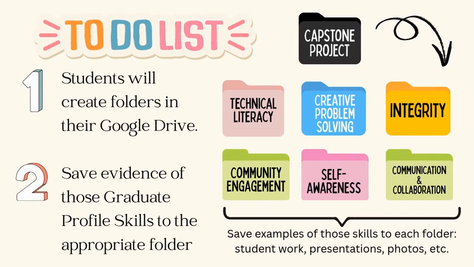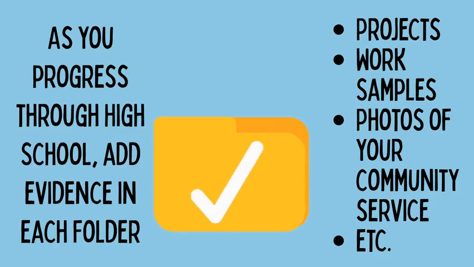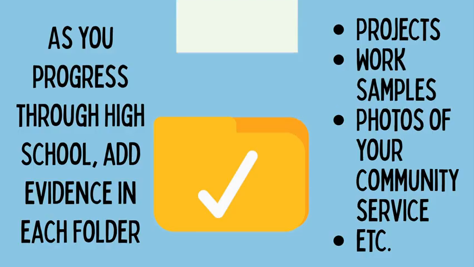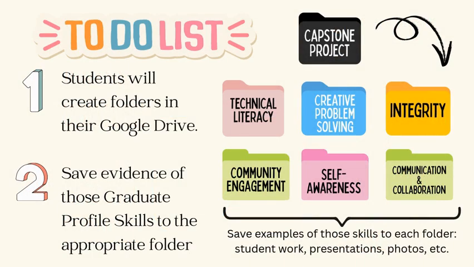First, students will create folders in their Google Drive. Then, they are going to save evidence of those graduate profile skills to the appropriate folder. So they might create one master folder and call it the Capstone project. Inside of that folder, they should have 6 additional folders, each folder labeled to correspond with its graduate profile skill. So the 6 folders you should have in your Capstone project folder include technical literacy, creative problem solving, integrity, community engagement, self-awareness, and communication and collaboration.